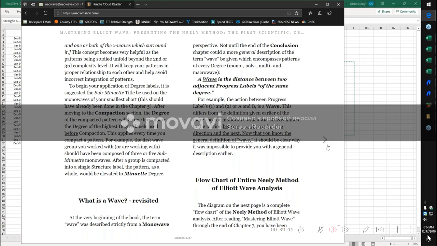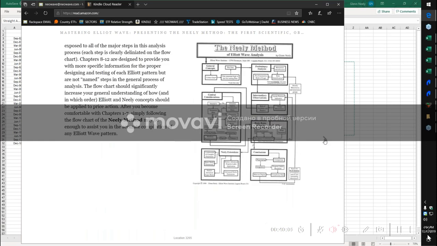So that's the generic description of a wave, but it couldn't be explained in a generic way until much later. Most people start off right off the bat in their books assuming you know what a wave is, but they don't even describe what it is. So sort of crazy, but that's the way it is.